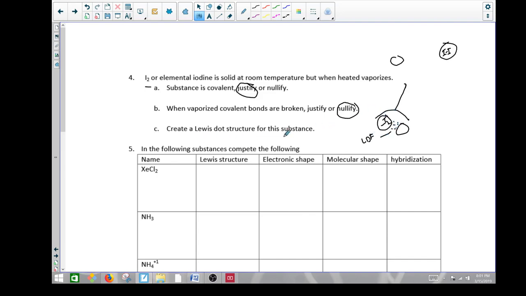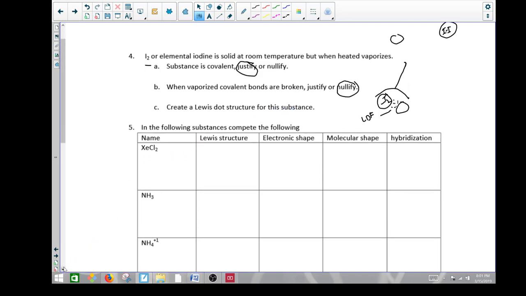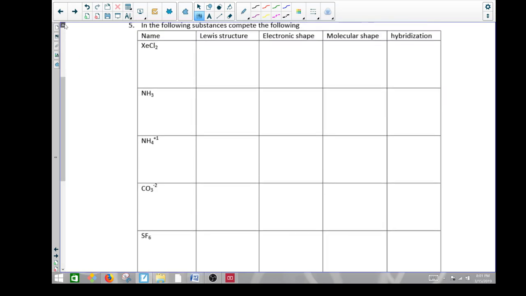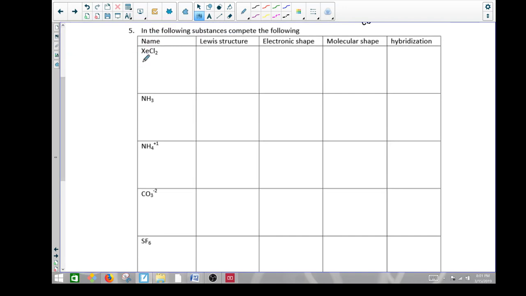All right, create Lewis structures for all of these substances. Okay, so this is a skill that people tend to get rusty on. So in this situation, I'm going to go through a couple of them, maybe all of them, we'll see. So xenon has 8 valence electrons, chlorine has 7, and there's 2 of them. People want to go too fast with this. Just take your time, and this is how it works. So 7 times 2 is 14. 14 plus 8 equals 22. So we have 22 electrons in this thing.